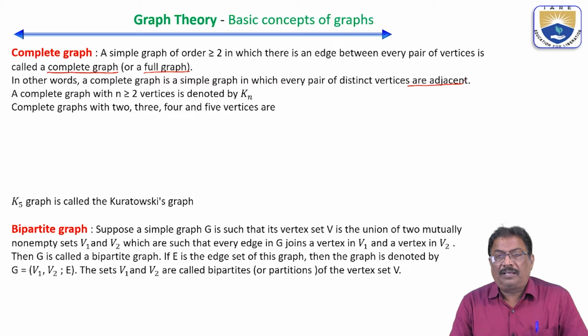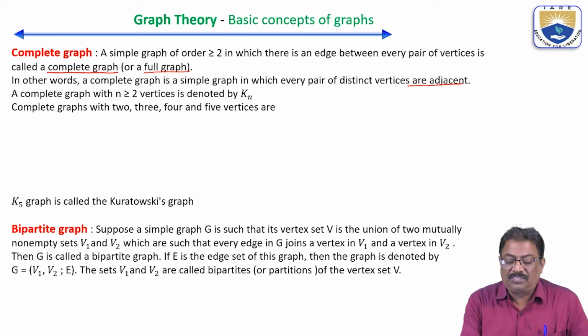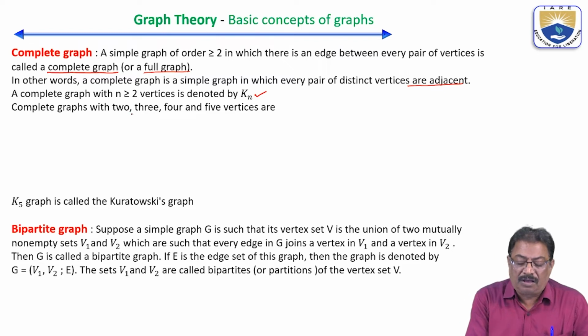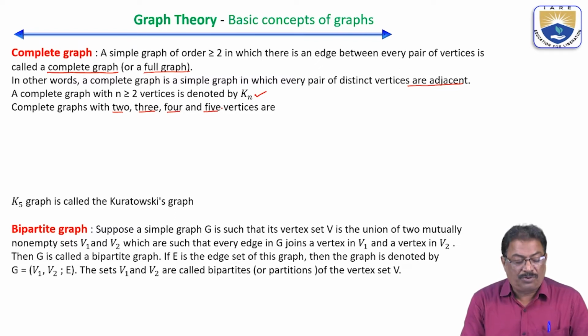In other words, a complete graph is a simple graph in which every pair of distinct vertices are adjacent. A complete graph with n greater than or equal to 2 vertices is denoted as Kn. It is nothing but a complete graph with n vertices. We are going to consider some complete graphs with 2, 3, 4, and 5 vertices.